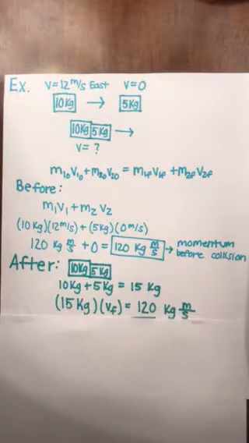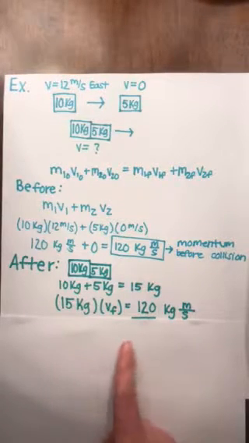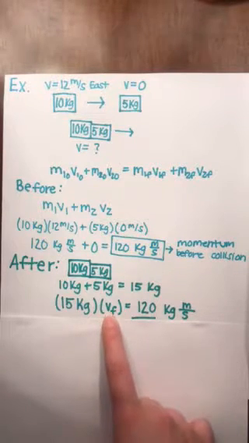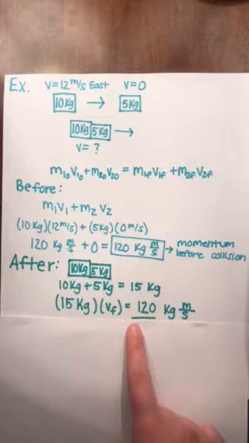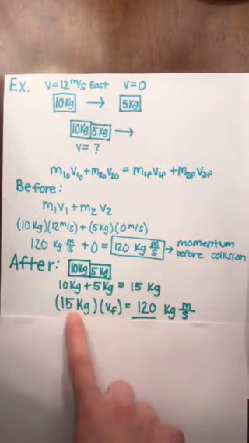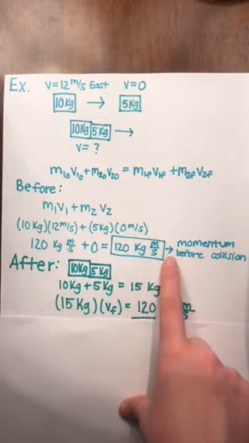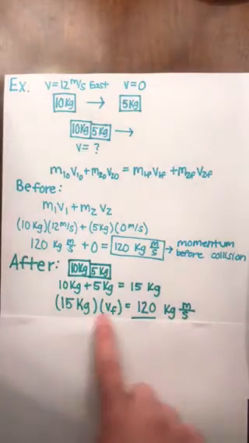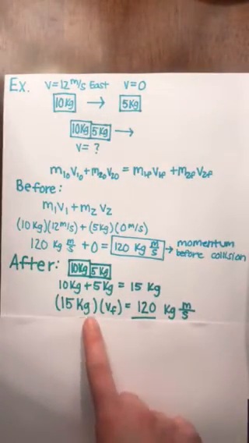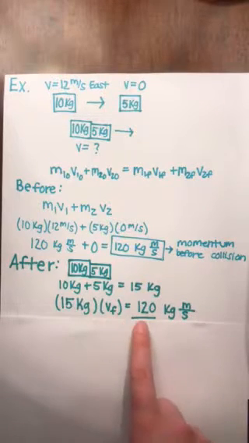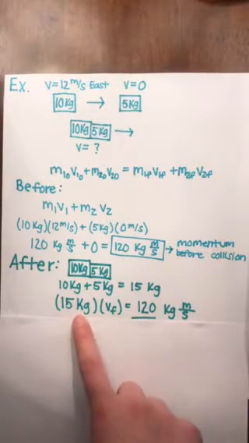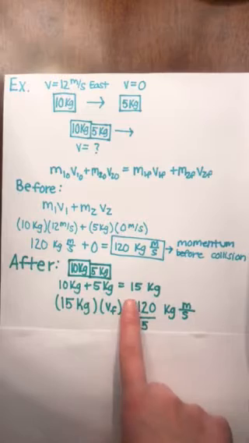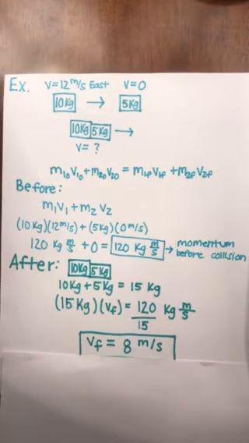Now that we know our final mass, we know that momentum is P equals mv. So we have our final mass, we have our final velocity, which is currently unknown. And due to the conservation of momentum, we know that this final momentum needs to be equal to our initial momentum that we calculated up here. So it needs to be equal to 120 kilograms times meters per second. Now we're just left with a basic algebraic equation that we always see, just a number times a variable is equal to a number. So we know that we need to divide by 15 in order to solve for our final velocity. So 120 divided by 15 gives us a final velocity of 8 meters per second.